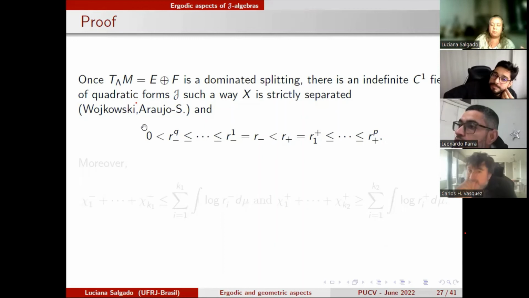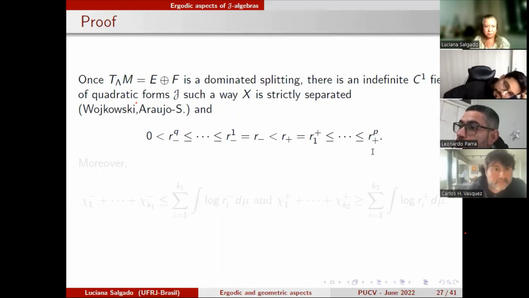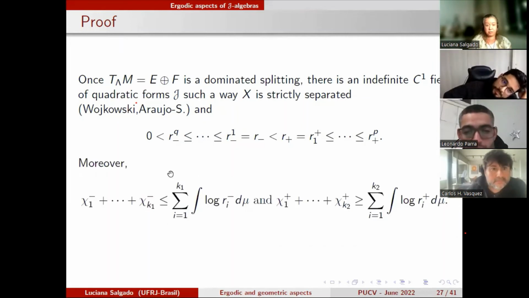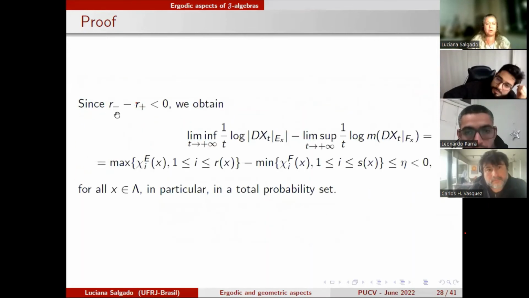And then by the previous proposition, we have this order of the diagonalized polar decomposition of this operator. Moreover, we have this kind of relation between the singular values and the Lyapunov exponent. Okay? Right. So R minus minus R plus is less than 0. And then we obtain, of course, this difference here.